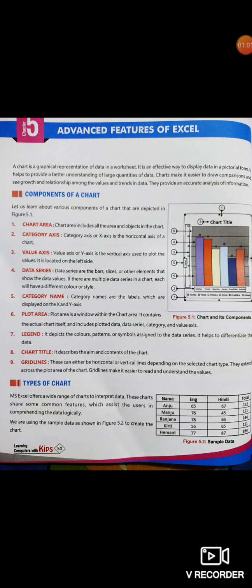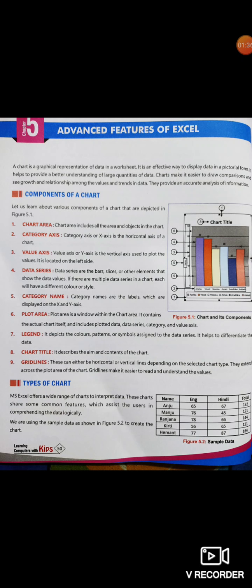Let us learn what are the components of a chart. First component of chart is chart area. Chart area includes all the area and the objects in the chart. Next one is category axis. Category axis or x axis is the horizontal axis of a chart. Next one is value axis. The value axis or y axis is the vertical axis used to plot the values. It is located on the left side.